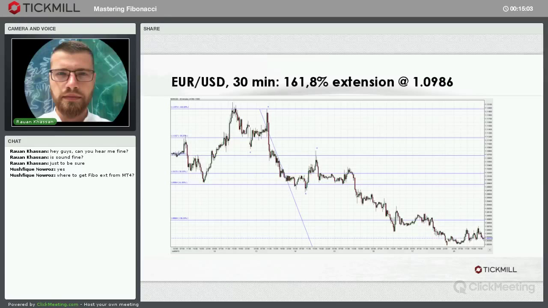Hi, Mr. Novros. Your question is where to get Fibonacci extension in MetaTrader. Luckily, MetaTrader is a basic platform and it has it included in the charts. Please tell me if you have your MetaTrader 4 open at the moment, so you can check it right now.